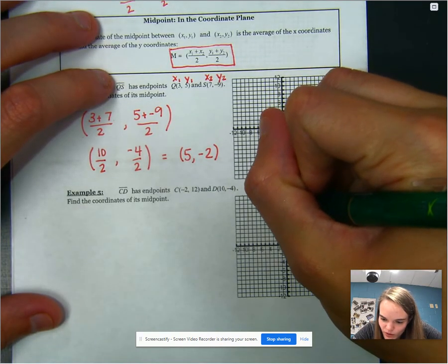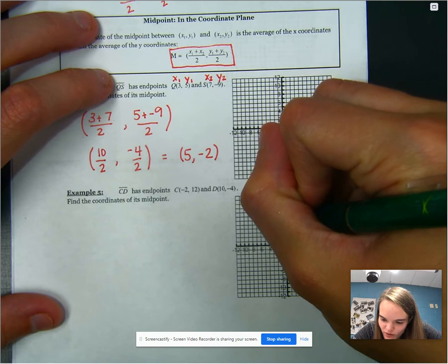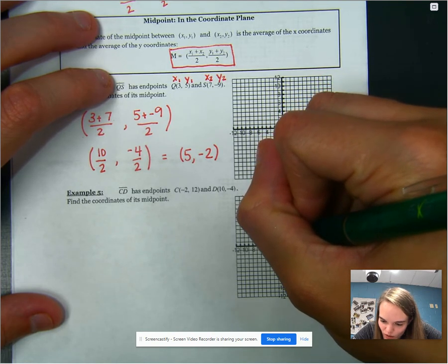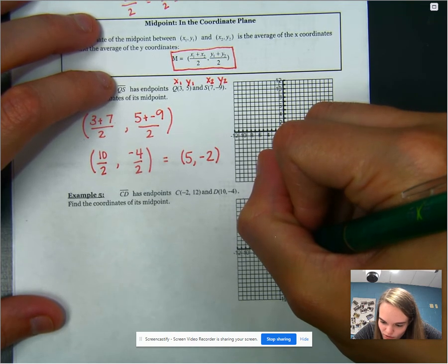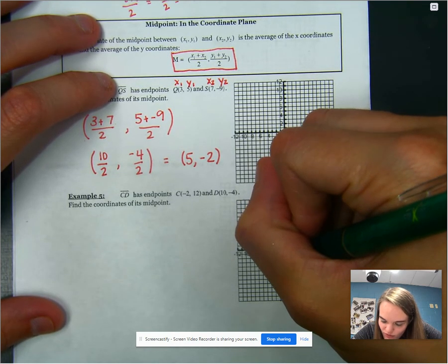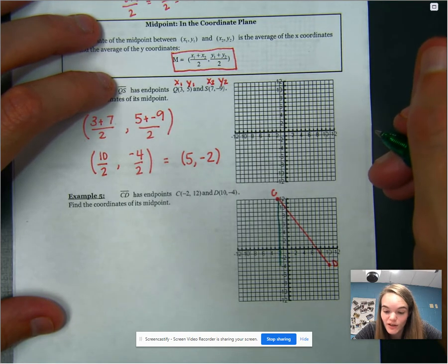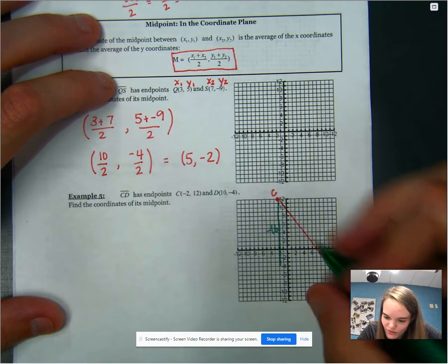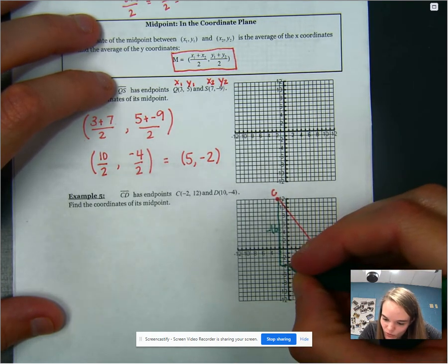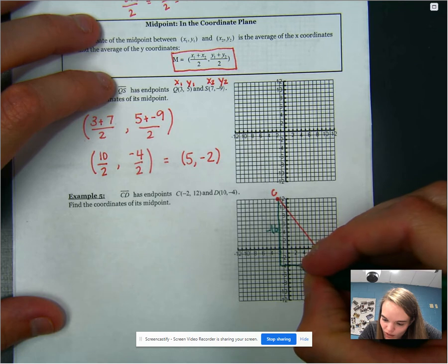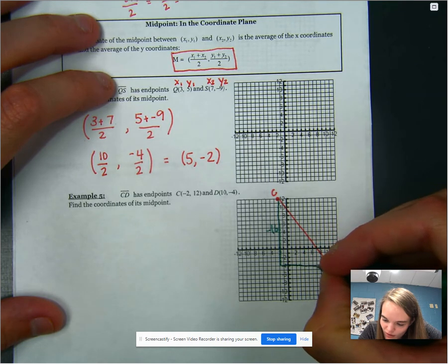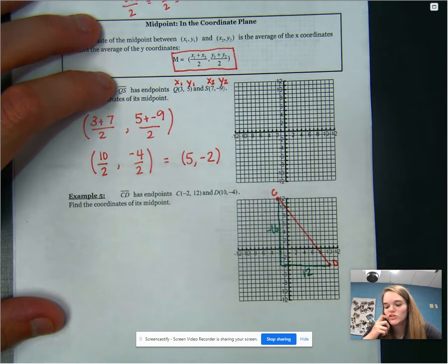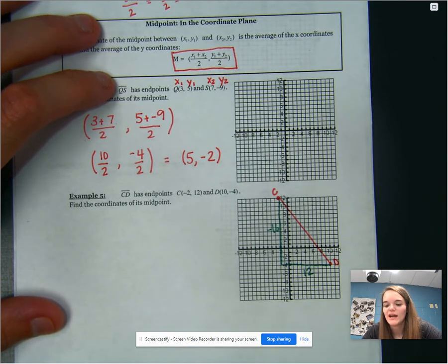1, 2, 3, 4, 5, 6, 7, 8, 9, 10, 11, 12, 13, 14, 15, 16. Probably not the best one to do it with because that's a lot, but that's okay. Negative 16 is the rise. And then 1, 2, 3, 4, 5, 6, 7, 8, 9, 10, 11, 12. 12 is the run. To find the midpoint, I'm just going to half that.